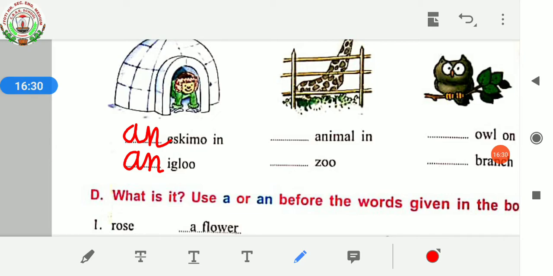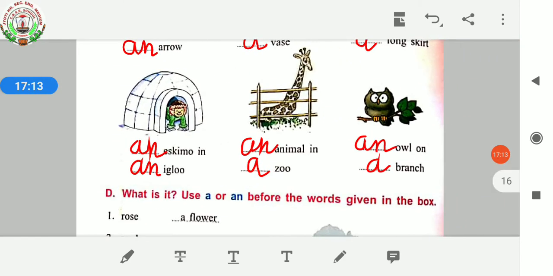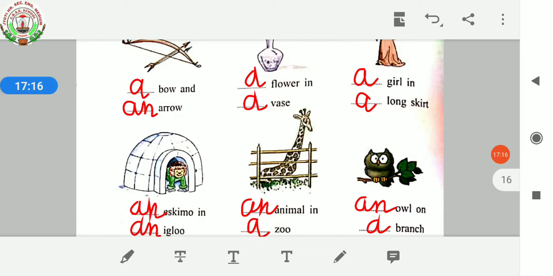Animal in dash zoo. So in the word animal, A is the starting letter and we know that A is a vowel. So before vowel, we have to use an. So dash zoo. Z is the starting letter of zoo and we know that Z comes under consonant. So we have to write over here A. Dash owl on dash branch. Owl, O is the starting letter, O is a vowel, so we have to use over here an. Branch, in the word branch, B is the starting letter and B, we know that B is a consonant, so we have to use over here A. So you can see how we have used A and an in their proper place. Okay.